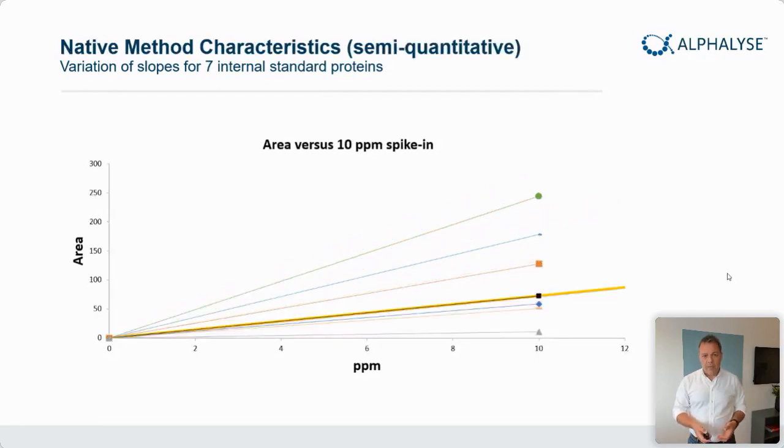But if you look at the native digest method, here we spiked in 10 ppm of these 7 standards, and now you can see that the slopes are spreading out more, so it is less quantitative. But what we have seen is that we can still use the data from each specific HCP and compare it from batch to batch. So the precision is still good, it's just the accuracy that is not so good for quantification. So in the following slides, with the quantitative method, results are in ppm, and with the native digest, it's the number of peptides we have detected.